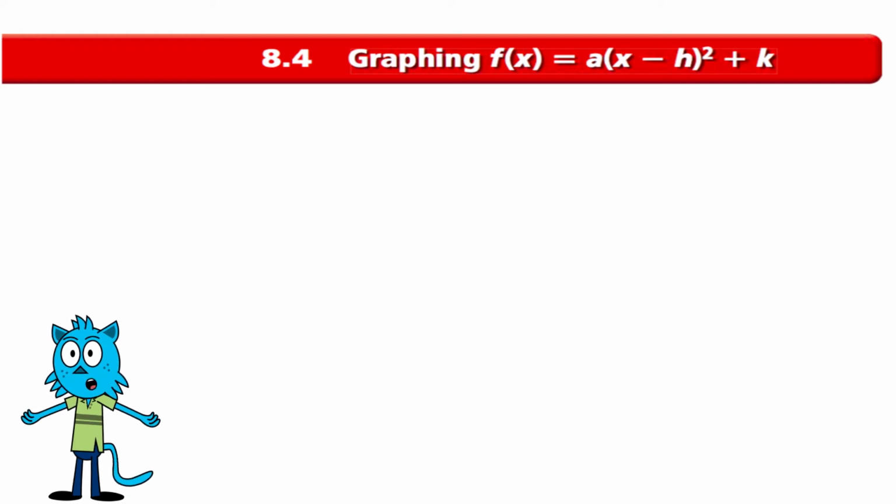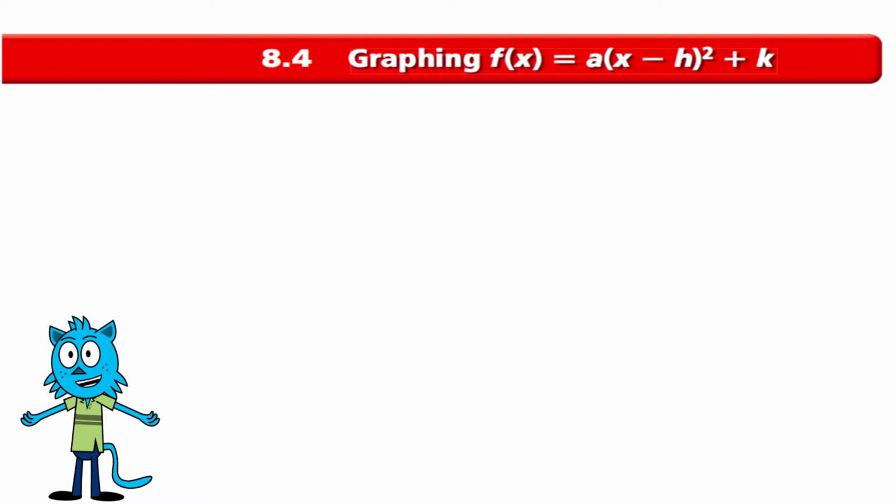Okay, so here we go. We are going to be graphing parabolas today. We have the function f of x is equal to a times the quantity x minus h squared plus k. We're familiar with the a, h, and k from working with absolute value functions in the previous section.